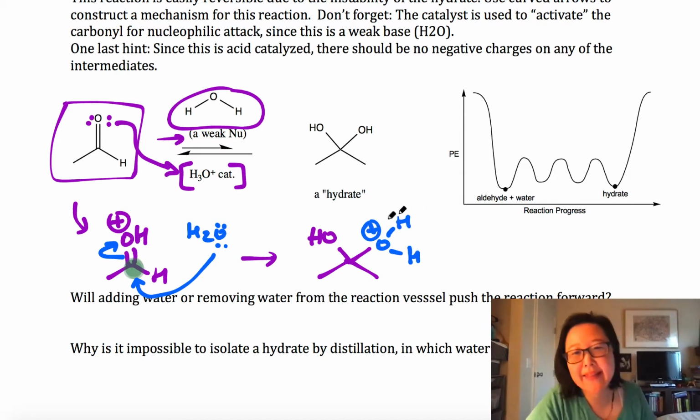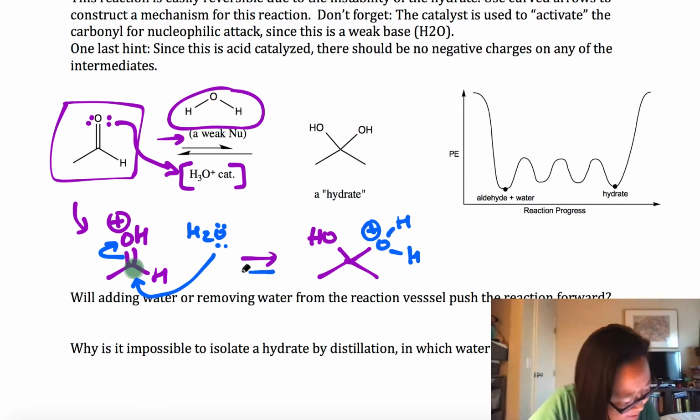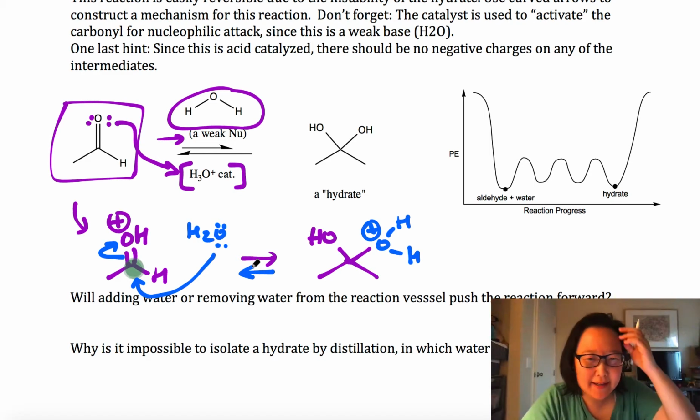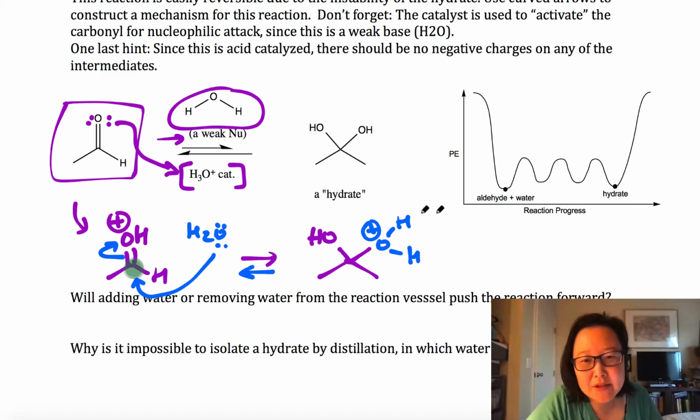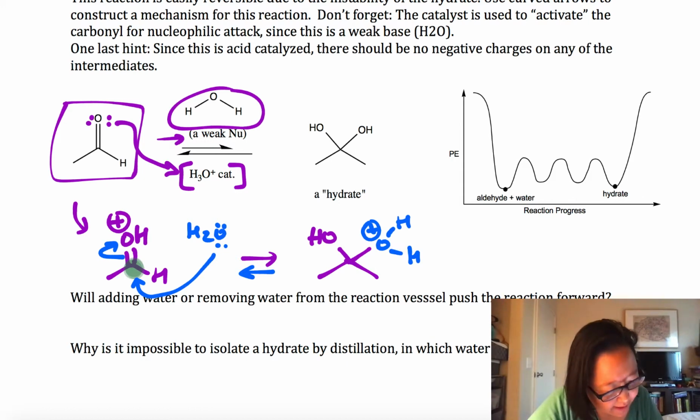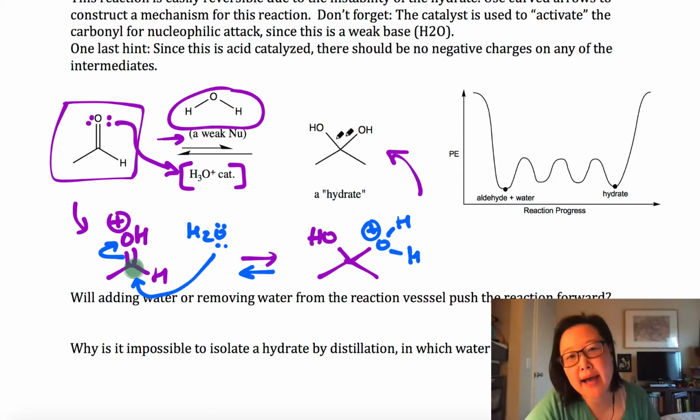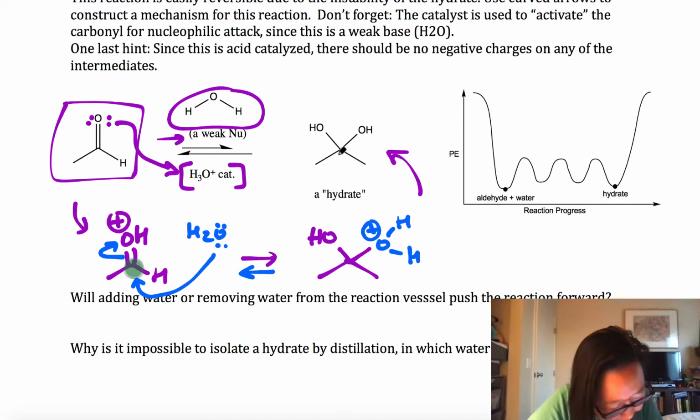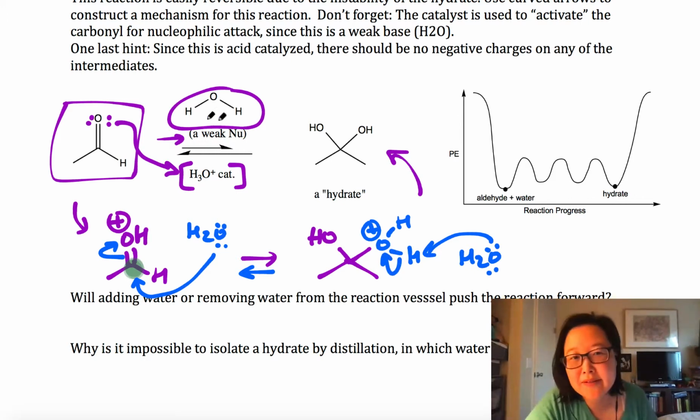Here's my water, and that makes this positive. Now you think this looks like a good leaving group. It leaves, but that means we're just going backwards. To go forwards, we just need to neutralize this, and then we will end up with something we call a hydrate. Notice it's two hydroxyl groups on the same carbon. To do that, I will grab another water and do a proton transfer. As usual, anytime you want to neutralize, look at what solvent is in solution and use that. That gives us what we call a hydrate.